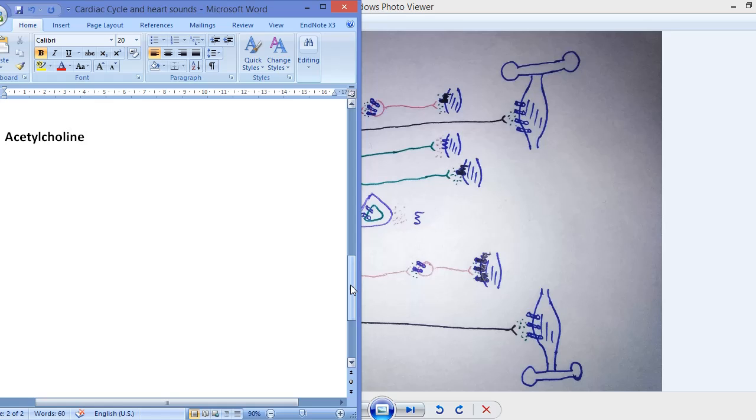Acetylcholine from the somatic neuron will activate what? It will activate the nicotinic receptor on the skeletal muscles.